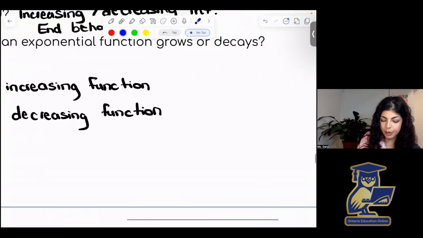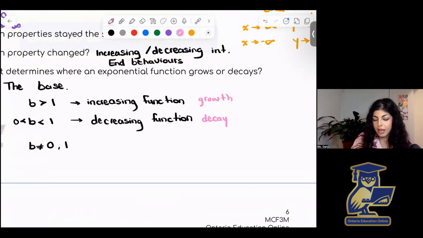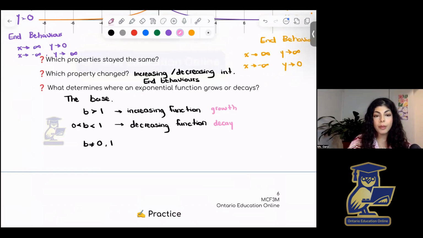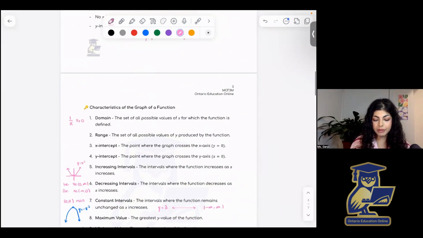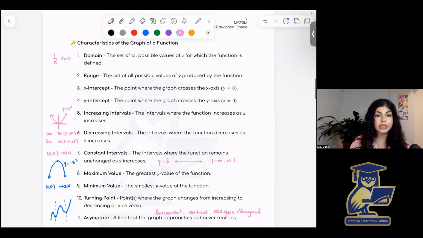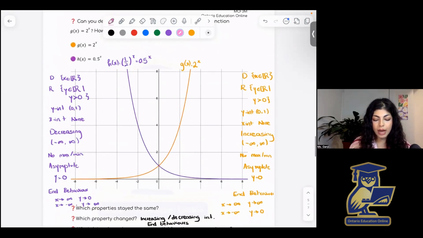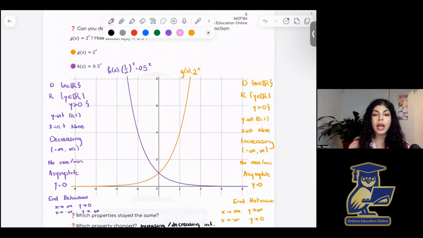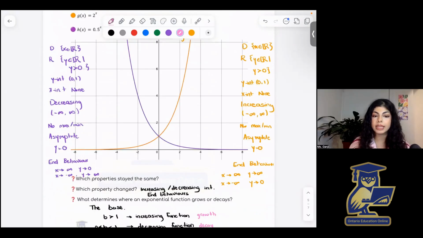So these are our two possibilities for the base, which determines when we have an exponential. So in this case, we have growth. And in this case, we have a decay. And so that is it for our properties of exponential functions. So you have reviewed all the characteristics of the graph of a function, made connections to a graph we're very familiar with, our quadratic, and now our two main exponential functions.